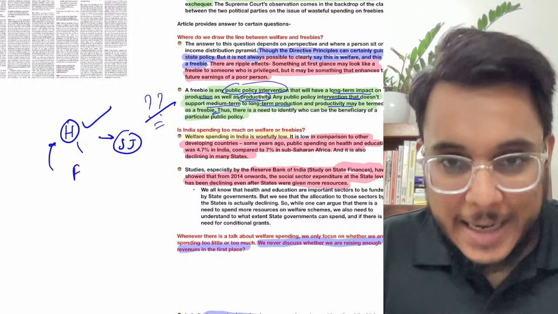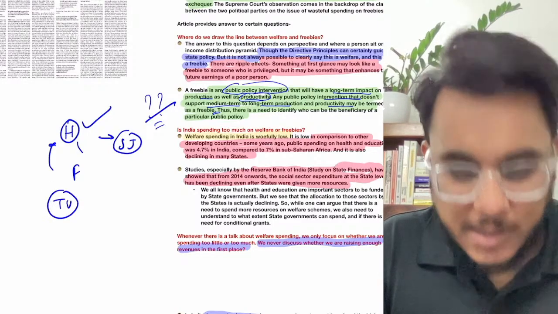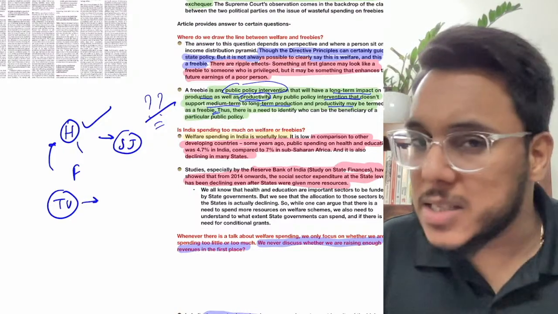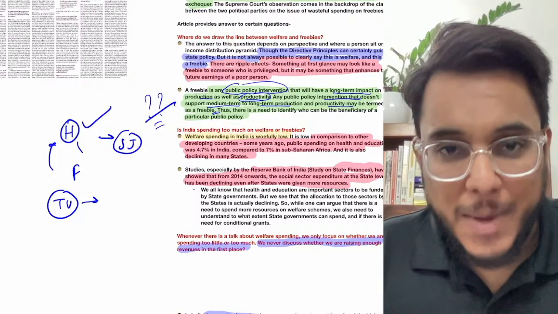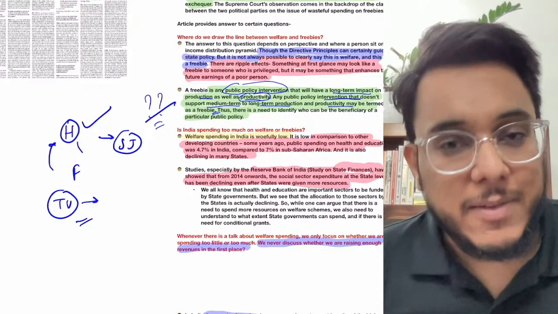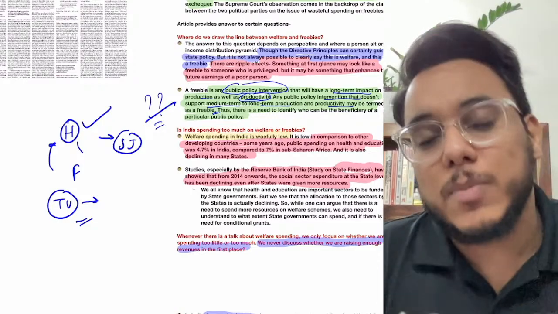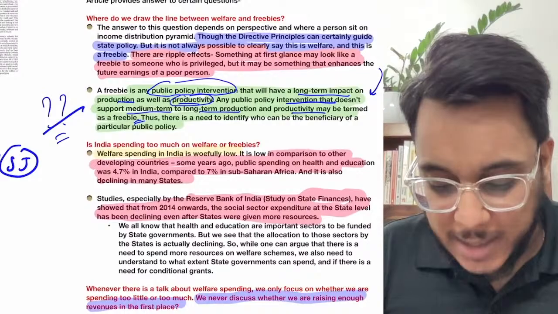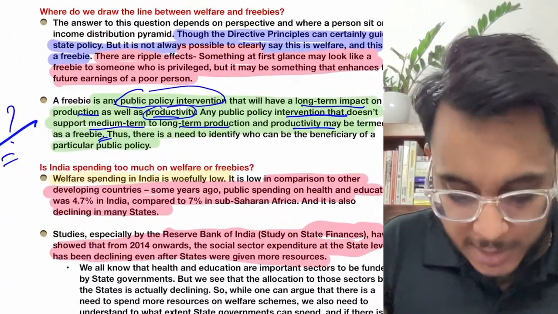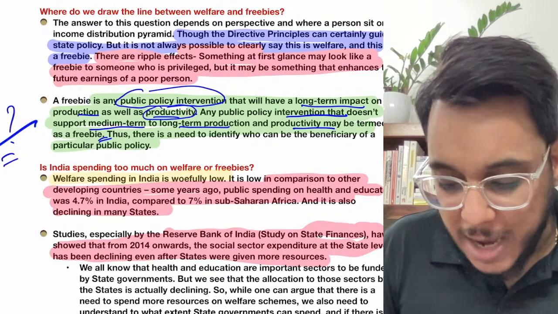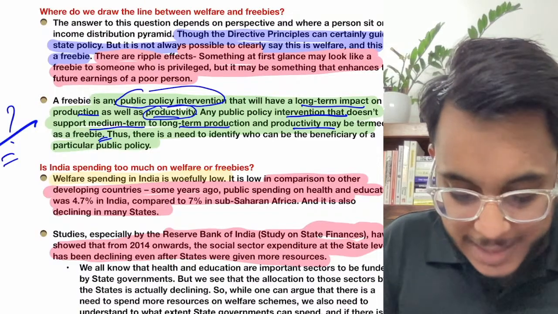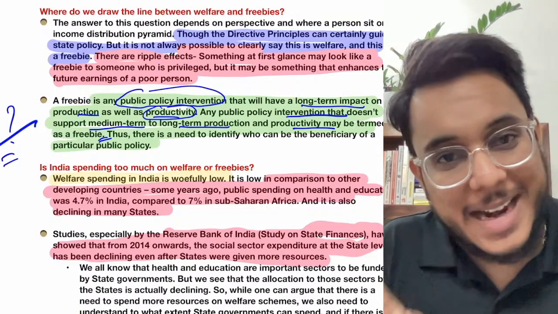Now let's say giving a person a TV. Now when you give a person a TV, will his productivity be enhanced? No, no positive impact will be there on the enhancement of productivity. So yes, giving a TV might be a kind of freebie. Okay, so on this particular basis, we can understand what is a freebie and what is not a freebie. So again, a very good definition has been given: a freebie is a public policy which will have long-term impact on production as well as productivity. Any public policy intervention that doesn't support productivity is a freebie.